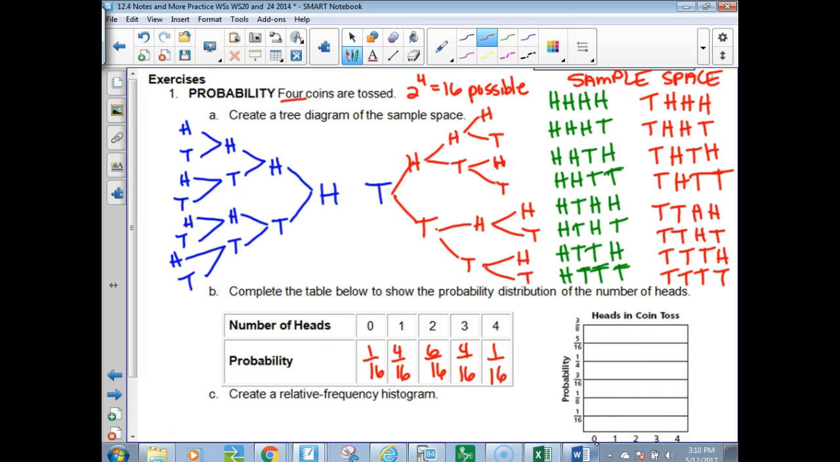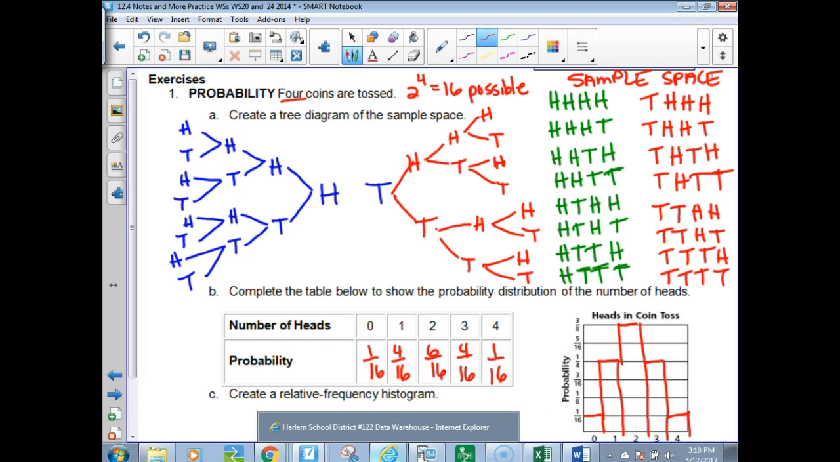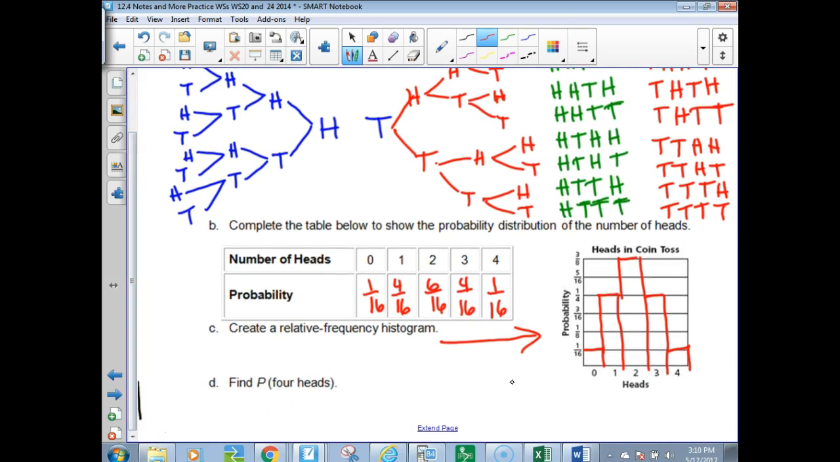Right, let's graph it. 0 was 1/16, so we make a little bar that high. 4/16 is 1/4, so we're going to have to come up here. 6/16 is 3/8, so that'd be at the max. 1/4 and 1/16. So that's the relative frequency histogram. We already knew the probability of 4 heads was 1 in 16.